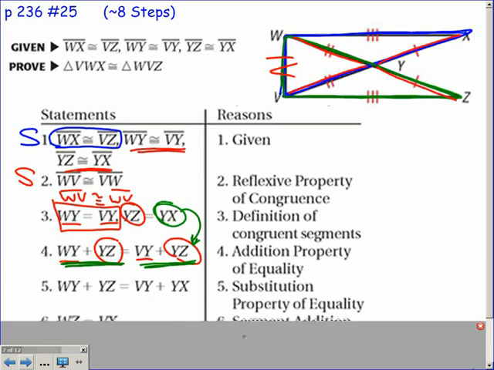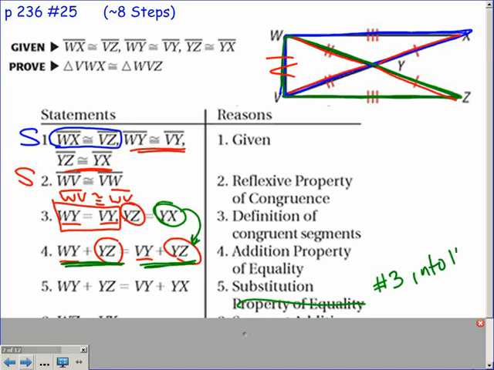I'd probably change the way I'd write it. I would not write property of equality. I'd go and say step number 3 into number 4. A lot of people will say in your proofs, I've noticed people say step number 5 a lot. Well, this is step number 5. You don't reference step number 5 as the reason for step number 5. You reference the things before it. So basically, I took number 3, I put it into number 4. That's how I got step number 5. So be careful with that. I've seen that done several times.